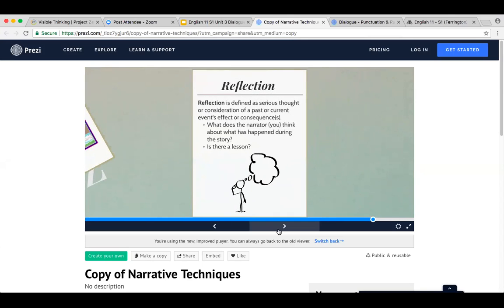Reflection is defined as serious thought. The reflection is you, as the person writing the story, thinking back about the story. What happened during the story? Was there a lesson that you learned during the story?